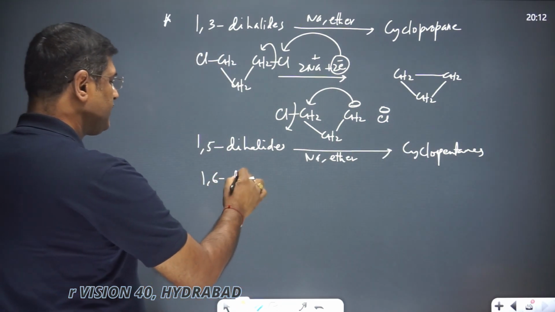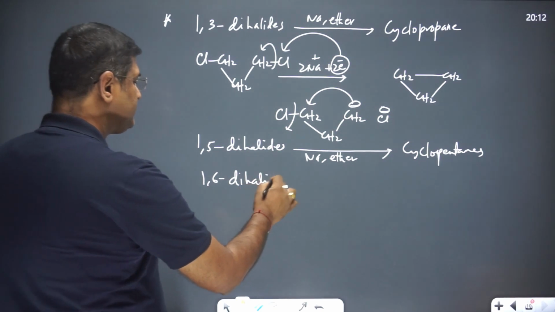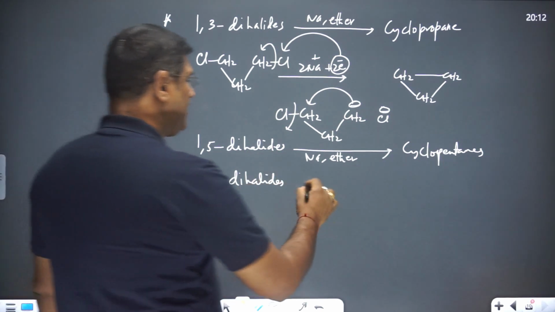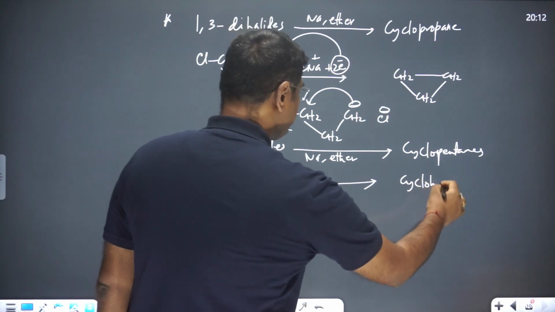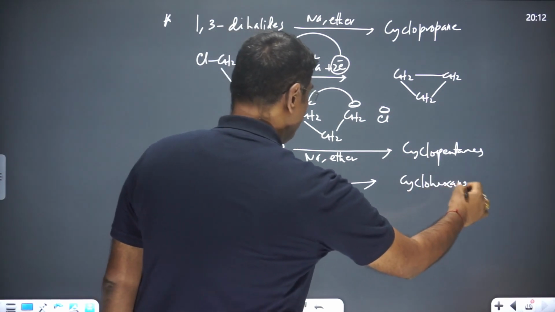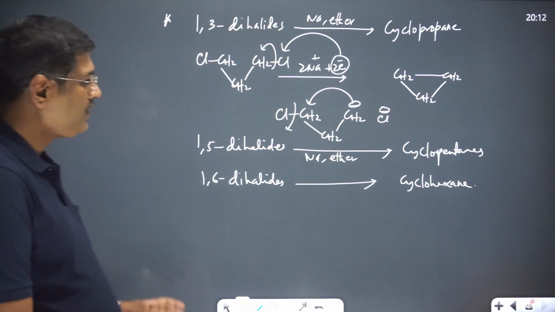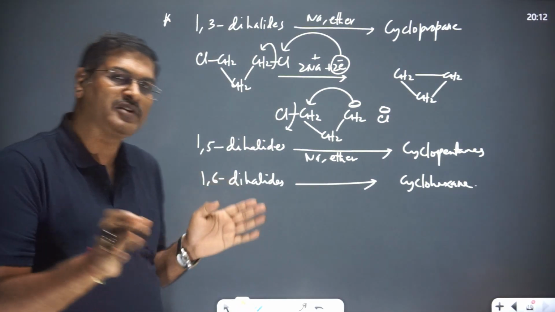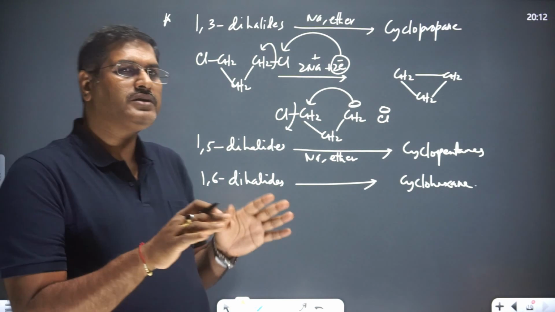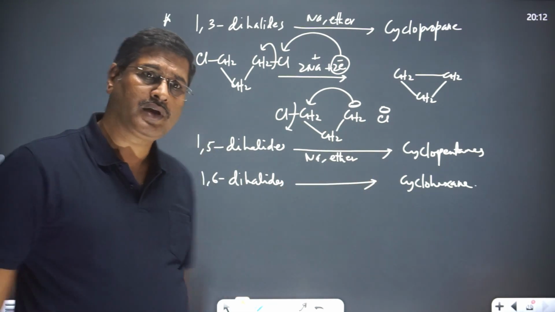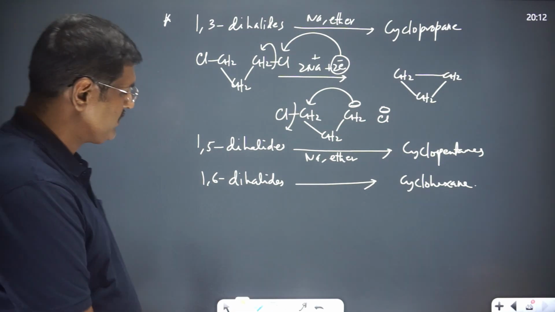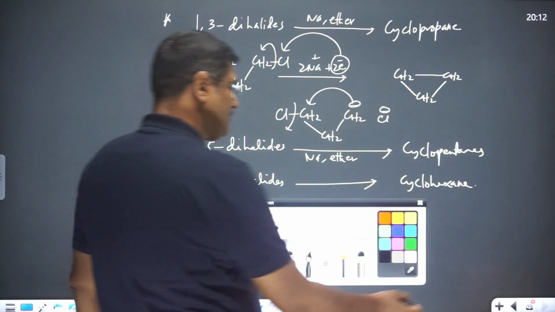1,6-dihalides will give cyclohexane. Here it's not exactly 1,6; you can take this in a wider sense, maybe substituted. That time you will get a cyclohexane derivative. I just discussed a few examples; you will understand this better, okay?